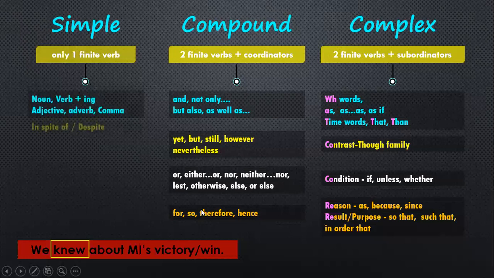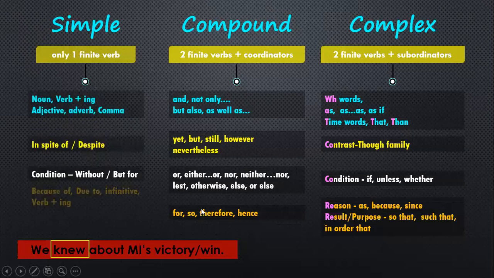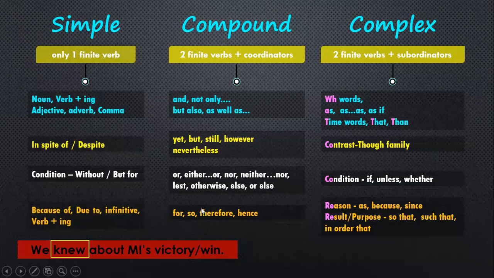So this time I have made use of one of these. So these are the prepositional phrases plus the combinations that we can use. That is the noun. So this time I have made use of the noun, that is victory or win. Whose victory? MI's victory. So this time I have taken the help of the noun to complete this statement. So this is how we frame a simple statement.